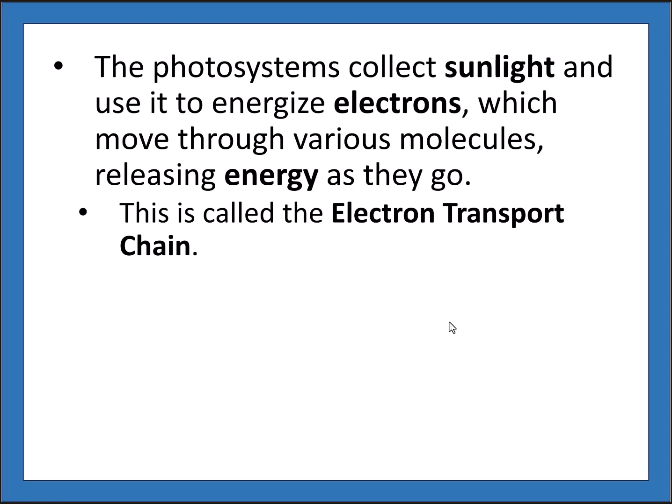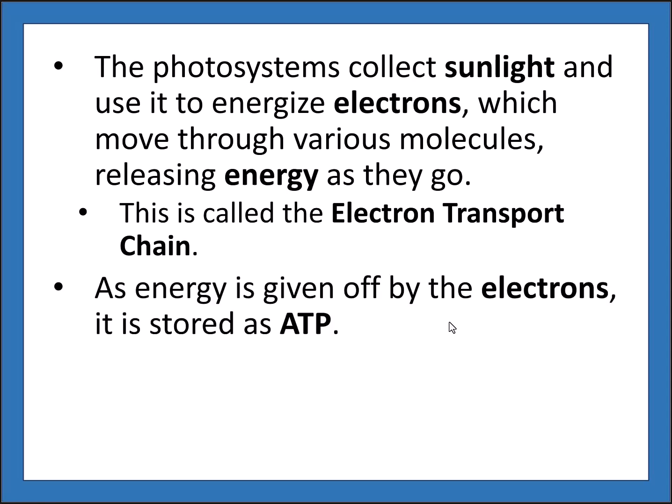So the photosystems collect sunlight and use it to energize electrons, which move through various molecules, releasing energy as they go. And we call that the electron transport chain. As energy is given off by the electrons, it's being stored as ATP. And remember, we're storing energy in ATP in the bonds between the second and third phosphate. So the photosystems are really just a collection of molecules that are energizing electrons and releasing energy slowly and storing it as ATP.